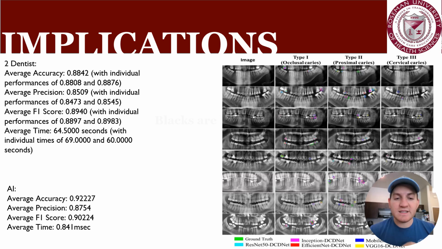And we can see then that the dentists had an average accuracy of 88%, which is pretty good, and an average precision of 85% of all the caries that were actually present in the patient's mouth. We can see then that the AI had an average accuracy of 92, an average precision of 87, and an average F1 score of around 90%, with an average time of under a second.